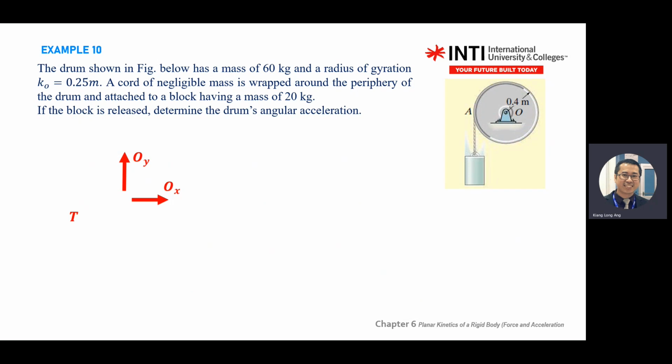You look at the body, look at the system. You have one fixed point, and then the question will ask you something about the object. You're given the mass, the gyration k. If you're given gyration k, you know that you're forced to use this equation.